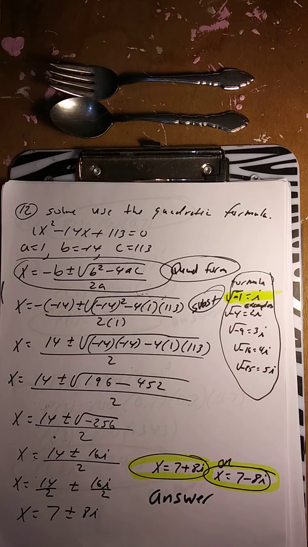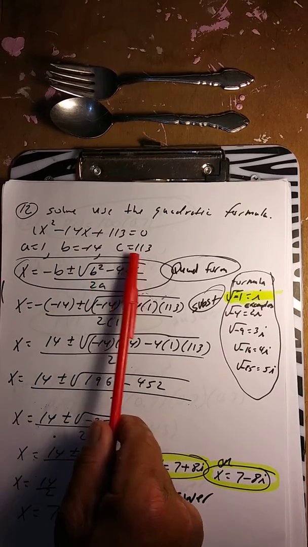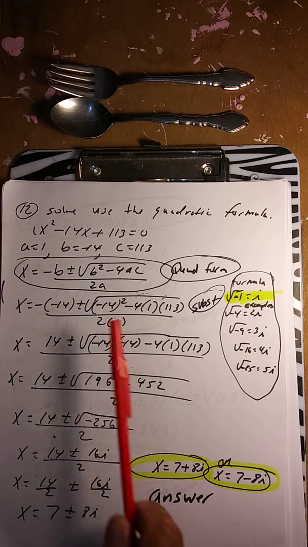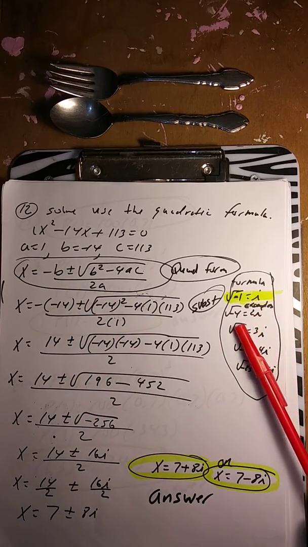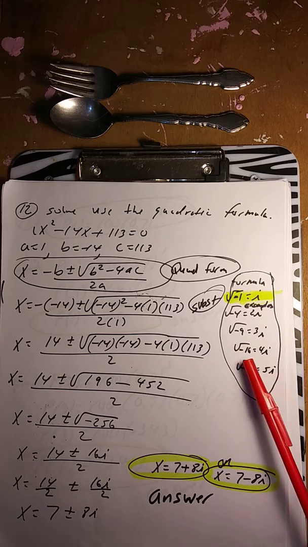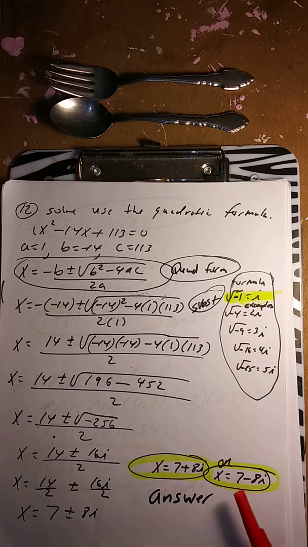So use the quadratic formula. We have a, b, and c. Put the numbers in the formula. Notice if you get the square root of -1, it's i. Square root of -4 is 2i, then 3i, 4i, 5i, and so on.